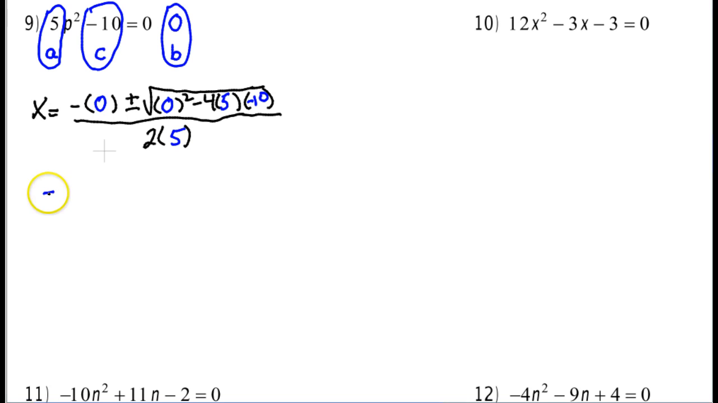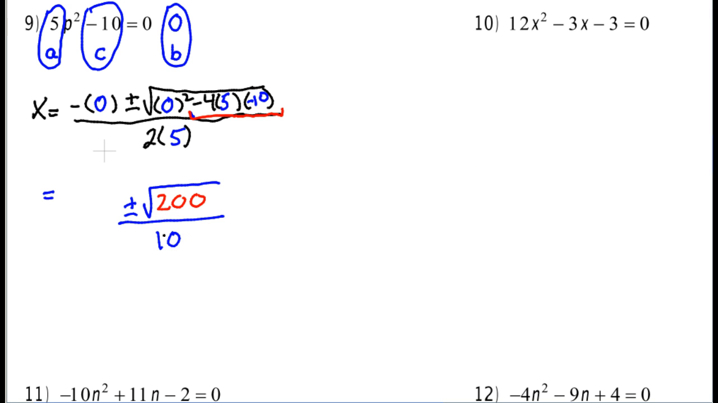Alright, so we should be, see here. Negative 0, no such thing, so we could just drop the negative 0 part. Inside we'll get, let's see here, 0 squared. Negative 4 times 5 is negative 20, and negative 20 times 10 is 200, all over 10. Okay, is that what you got?